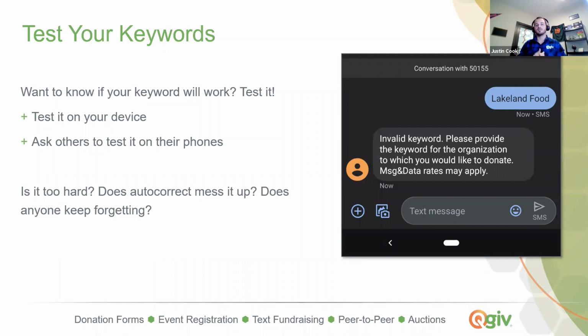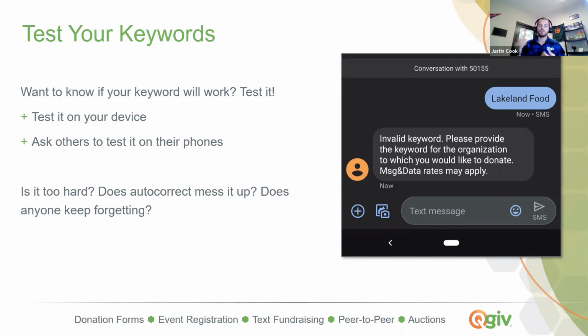Some things that you're looking for here and some questions that you're trying to answer as you go through this process of testing. Is it too hard? Is it too hard not only for you to remember, but for the other people within your organization that are testing it for you? If it's too hard for them, it's most likely going to be too hard for your donors to remember as well. Check on autocorrect. Does autocorrect mess it up?